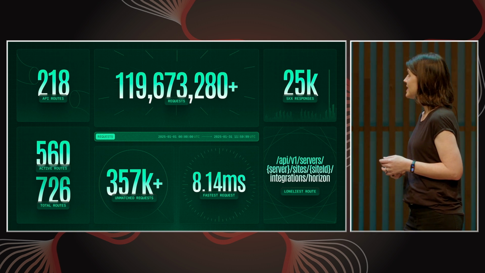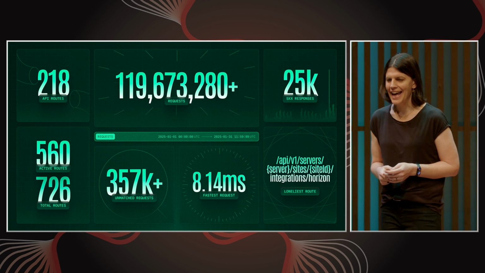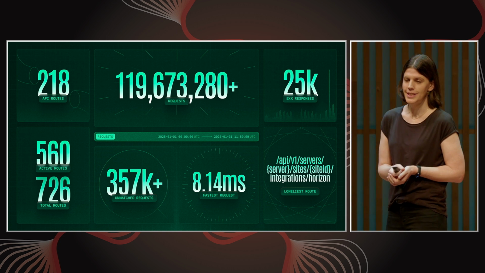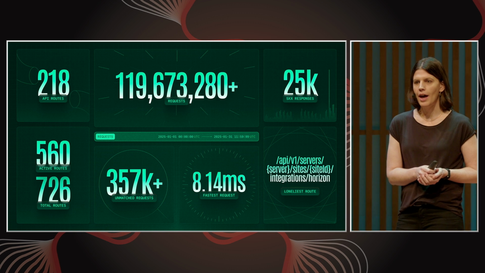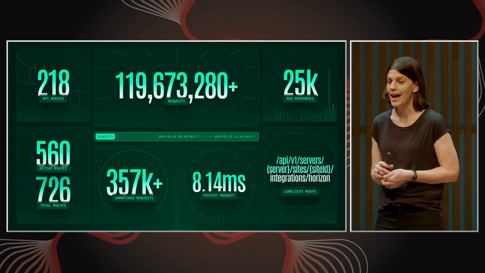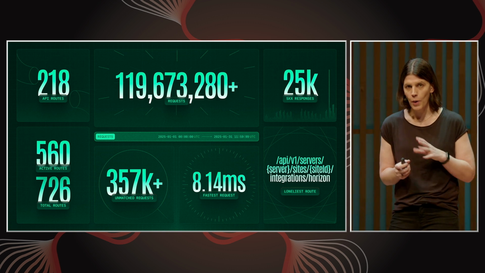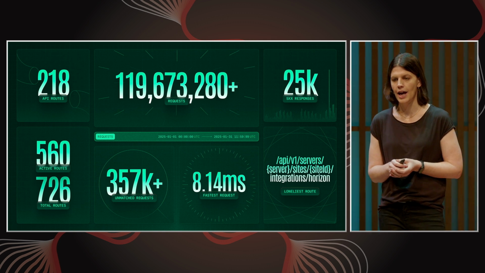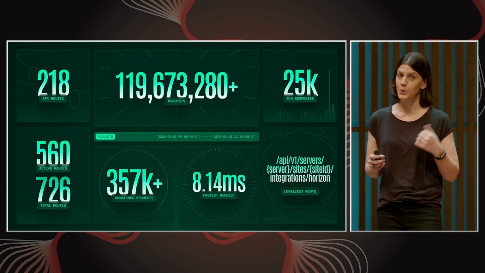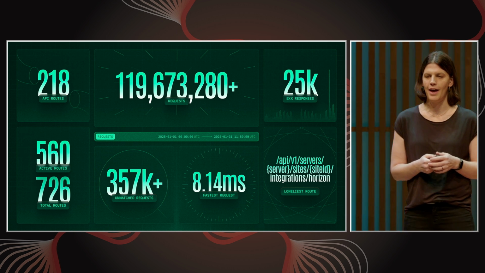Our fastest request is 8.14 milliseconds, and our loneliest route that had only one request in the last 30 days was the API endpoint to install Horizon. Now, we have a separate route to install Horizon via the UI that is very popular, over 1,000 requests to that, but I guess not many people know you can also install Horizon via our API.